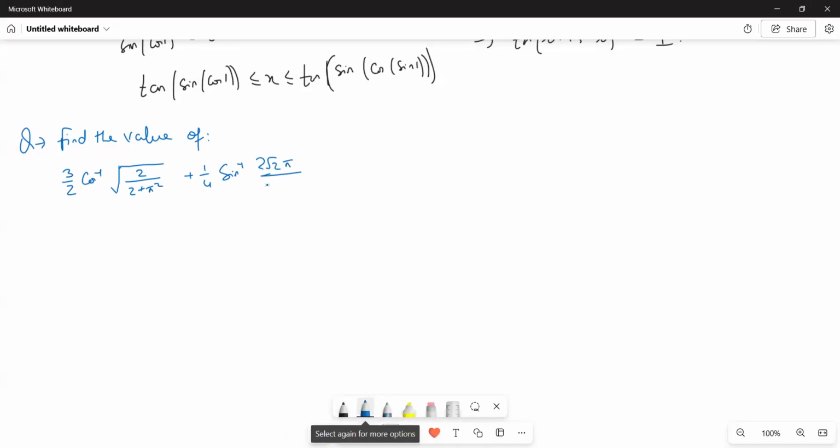2 root 2 pi by 2 plus pi square, and plus tan inverse root 2 by pi. Find the value of this whole thing. Three by two cos inverse root of 2/2 plus pi square, plus 1/4 sin inverse of 2 root 2 pi by 2 plus pi square, plus tan inverse root 2 by pi.